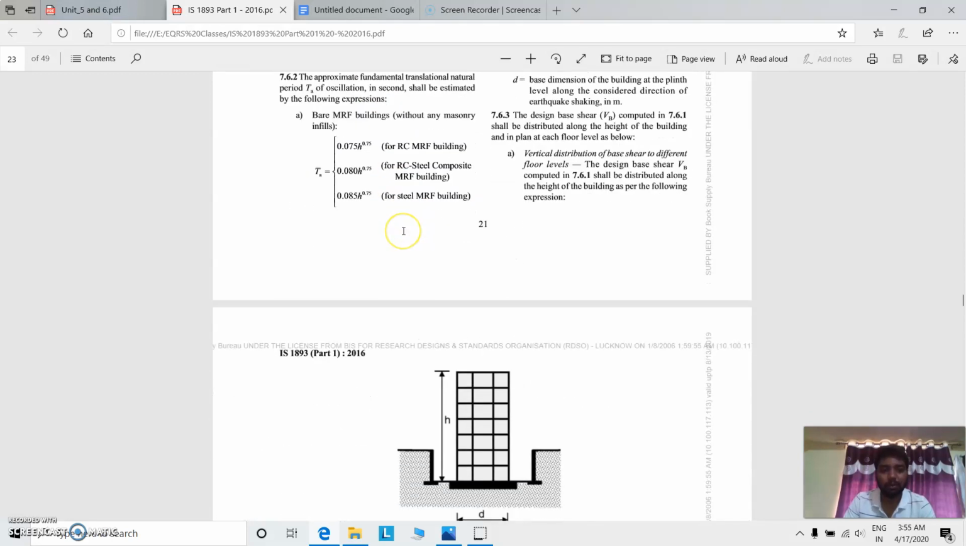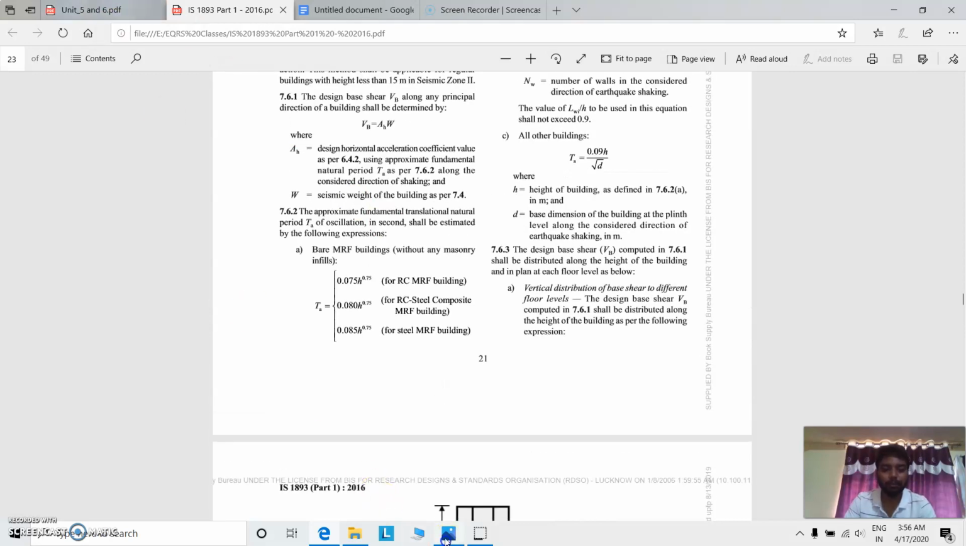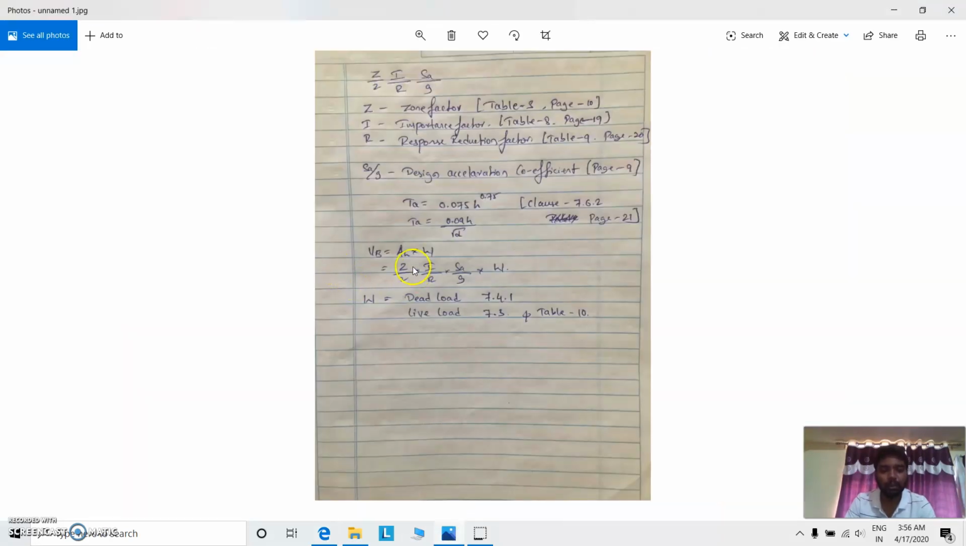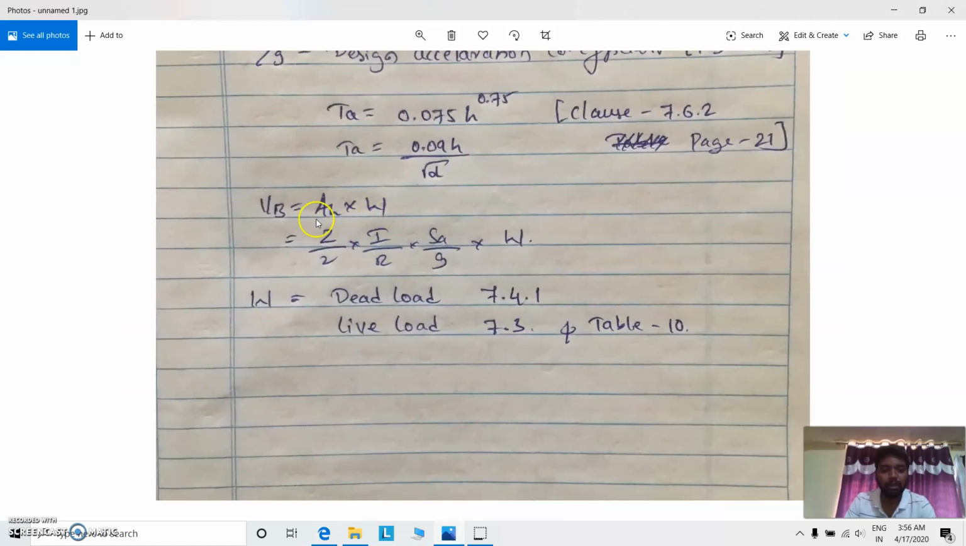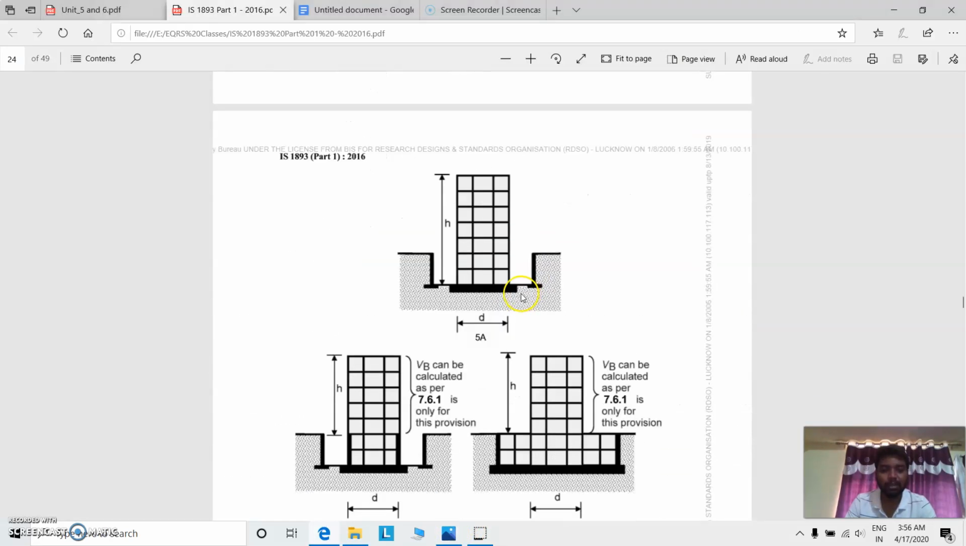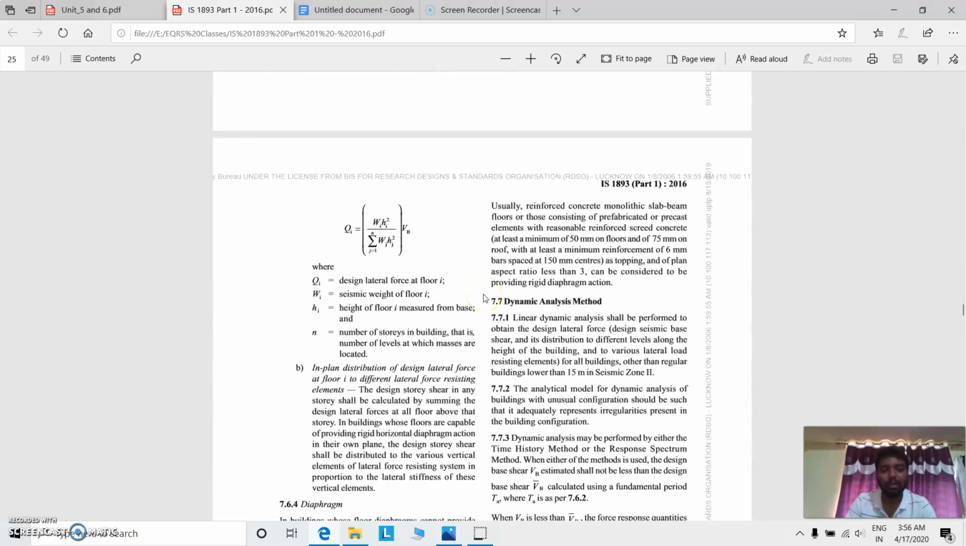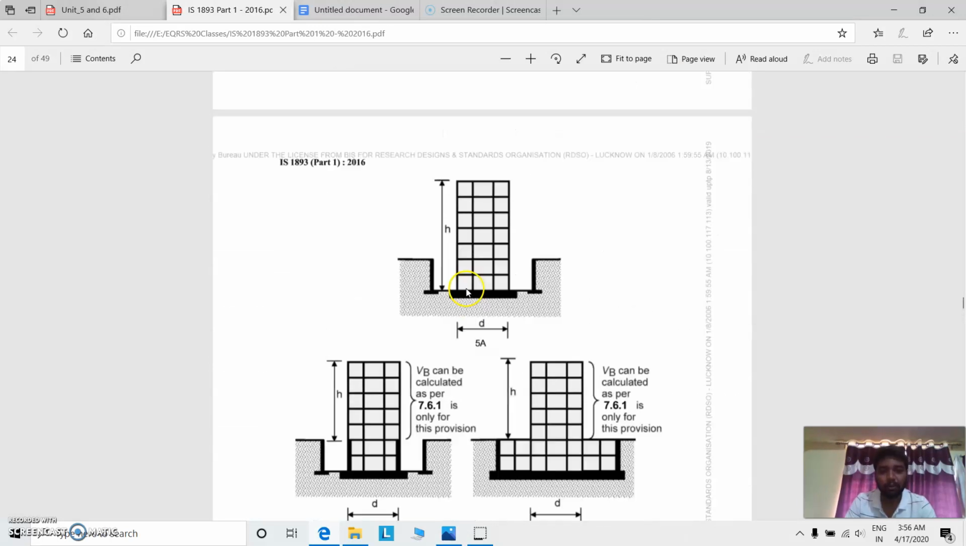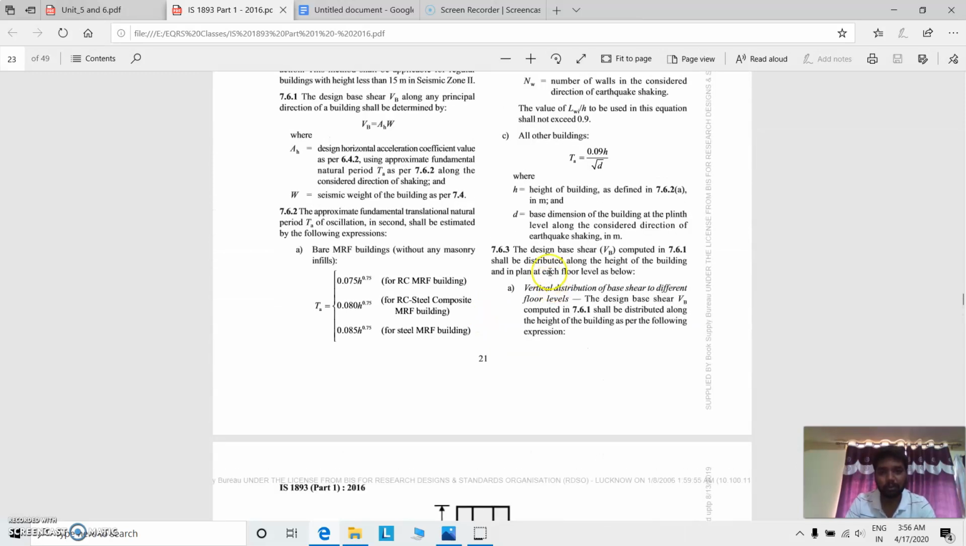Then we have to compute the total dead load of the structure, and then multiply with Ah, and this Ah into W gives the design base shear. Once you complete the design base shear, you will get the total design base shear. After that we need to know it for each floor. For that we have been given the formula. The design base shear VB is computed in 7.6.1, that is VB equal to Ah into W.